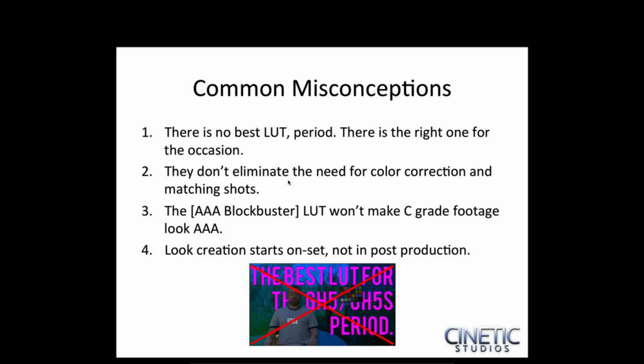LUTs do not eliminate the need for color correction and matching shots. They will apply a look, they will help us convert from a non-contrasty, unsaturated, logarithmic image to a Rec. 709 image. But if your shots are unmatched and they're not balanced, they're just going to look just as bad, but with the look applied. So if one shot's overexposed and the next is underexposed, and you apply a LUT to it with a look, you're going to have a look that's underexposed and then overexposed.